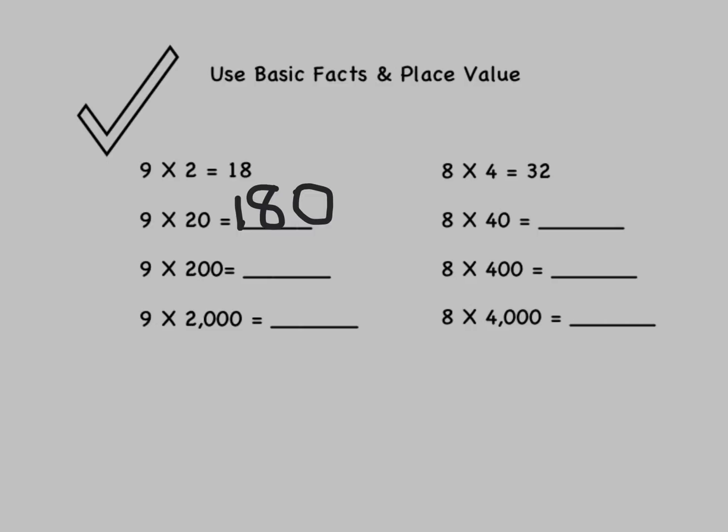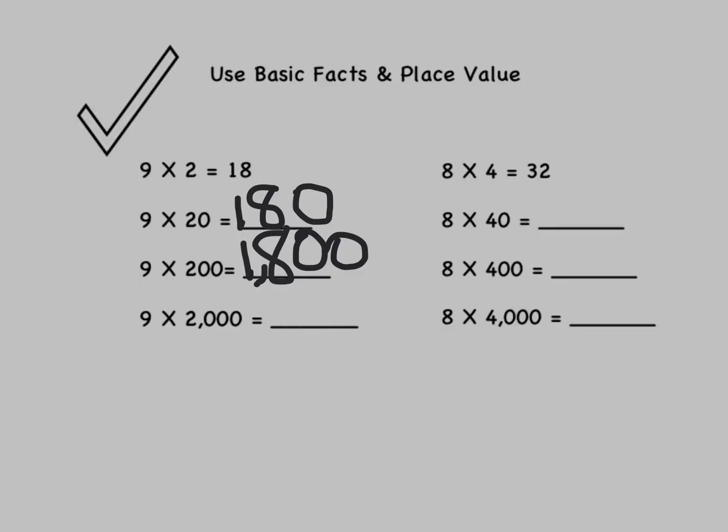Now for our next problem, we're going to go ahead and follow the exact same process. We know that 9 times 2, once again, is 18. So I'm going to write the 18 here. But notice this time that both the ones and the tens place are both being held with zeros. So I'm going to hold my ones and my tens place with zeros this time, giving me 1,800. So now I know that 9 times 200 equals 1,800.